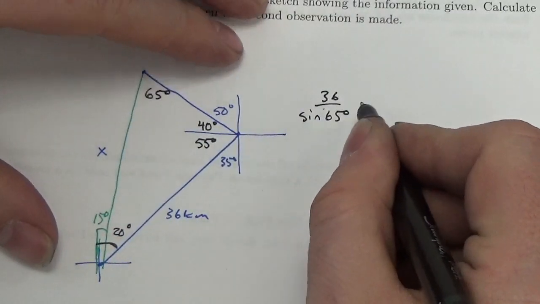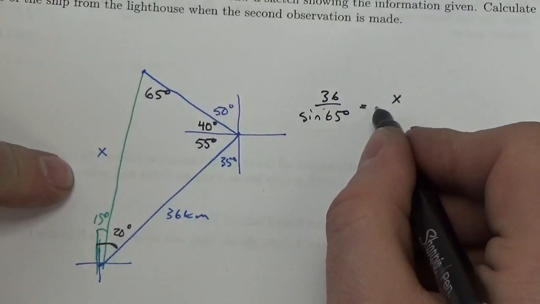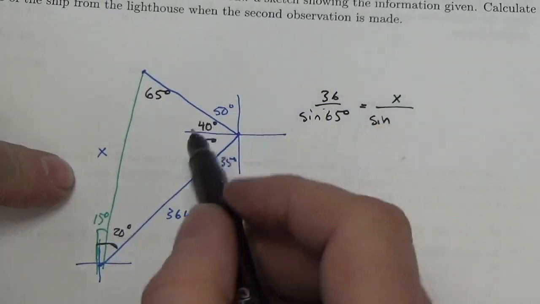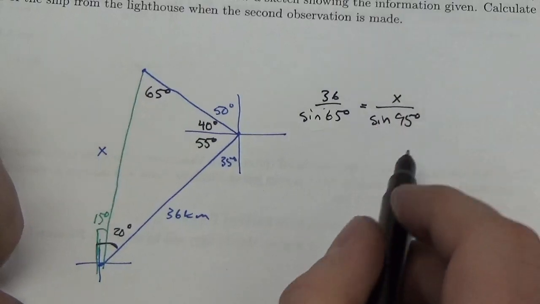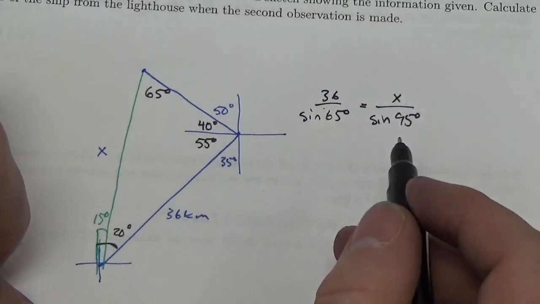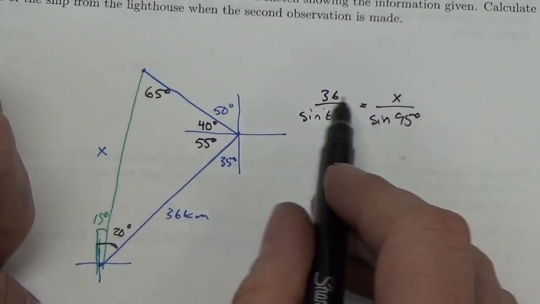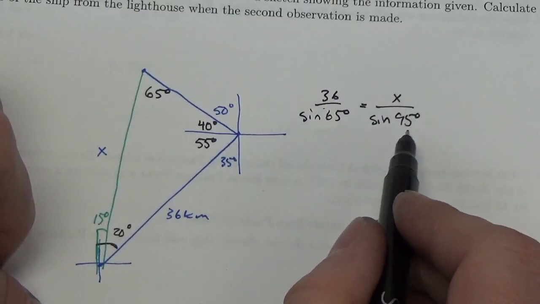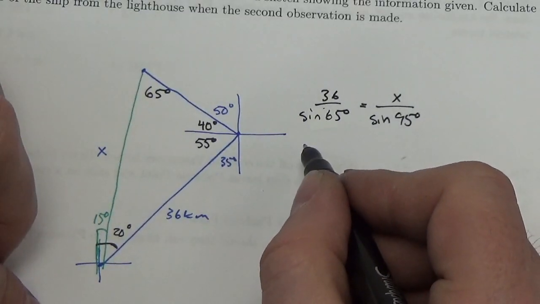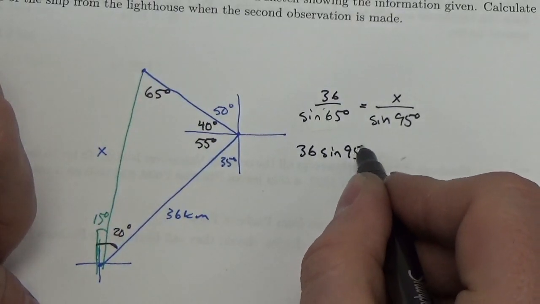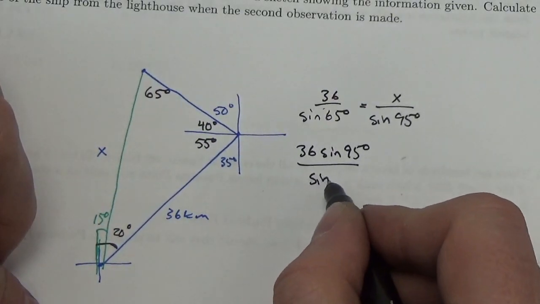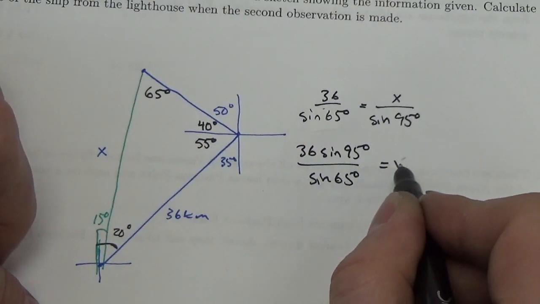Sine of 65 degrees, and that is going to equal x over the sine of, well, when I put those together, I'm going to get 95 degrees. Now in this case here, I could do the cross multiply and divide, but really all I've got to do is multiply the entire equation through by that sine of 95, just to get rid of the denominator. So this will end up being 36 multiplied by the sine of 95 degrees divided by the sine of 65 degrees. And that should equal x.